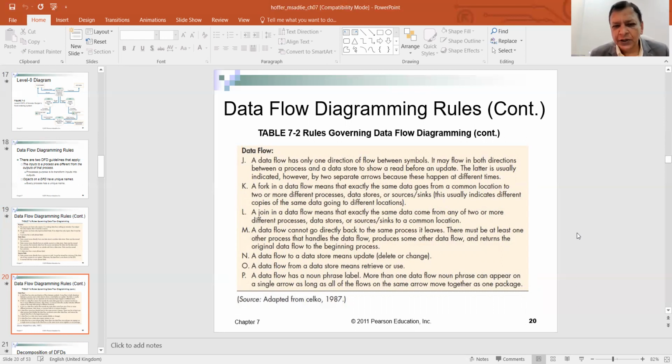A fork in a data flow means that exactly the same data goes from a common location to two or more different processes. A join in a data flow means that exactly the same data can come from one of two or more different processes. A data flow can go directly back to the same process it leaves. No data flow between the source and the process can be without a label. It must have a label.